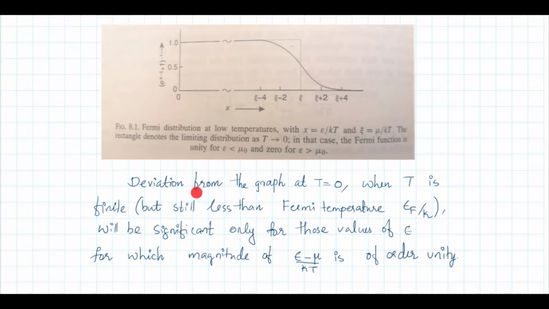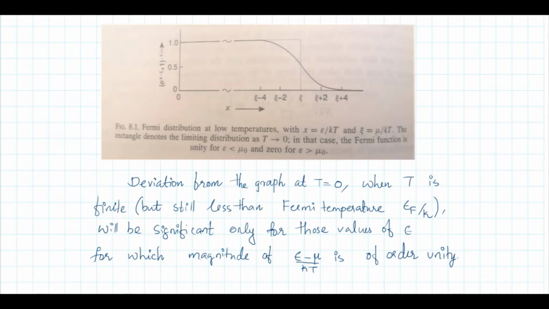As temperature increases, what is the deviation of this graph? The statement is, deviation from the graph at T equal to 0, when T is finite, will be significant only for those values of E for which the magnitude of (E minus mu) by kT is of the order of unity. What is the meaning of that statement? I will explain. This is a graph from Pathria's textbook. On this axis we have x, which is nothing but E by kT, and theta is nothing but mu by kT. These markings are theta plus 2, theta plus 4, etc., and on the left-hand side you have theta minus 2, theta minus 4, etc.